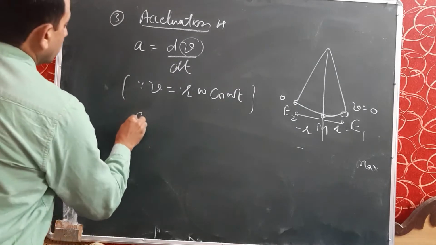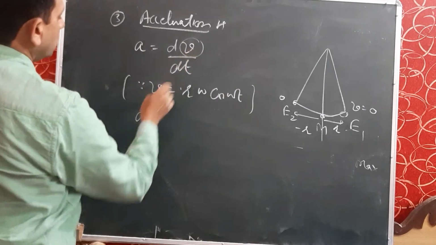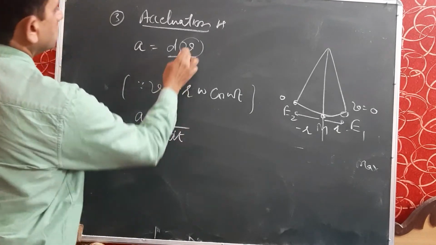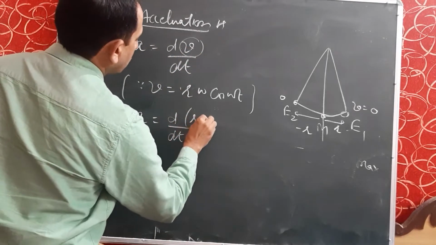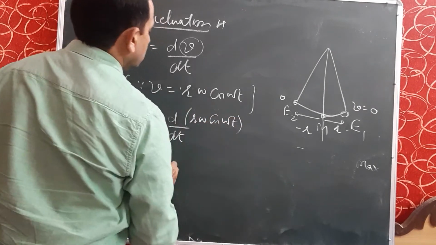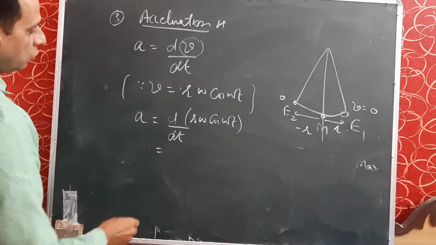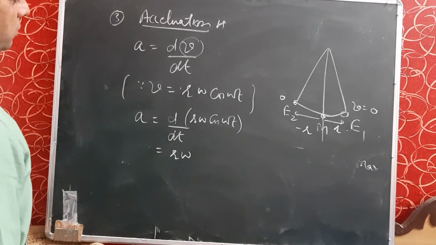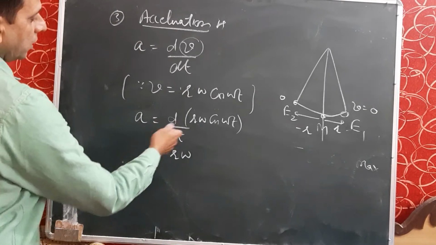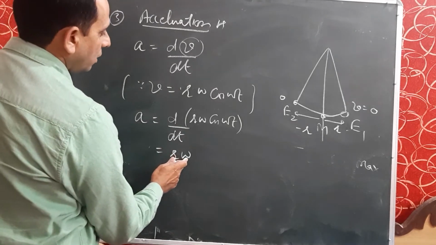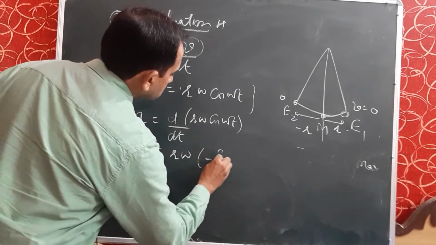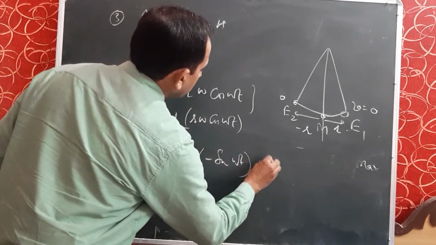So putting the value of v in this equation, we will get a is equal to d by dt of this velocity, that is r omega cos omega t. And what is the final value? This r omega is constant, so we will take it common from the derivative. It is r omega, and the derivative of cos omega t is minus sin omega t into omega.